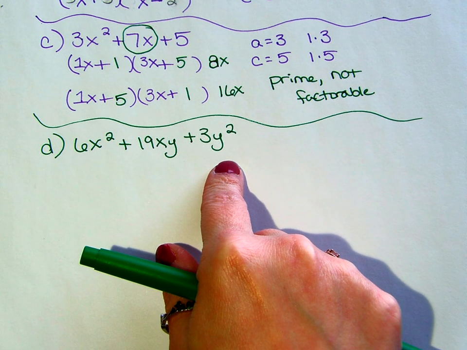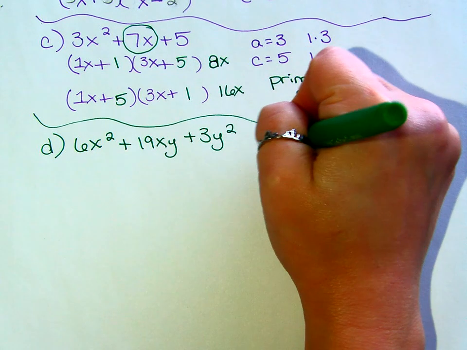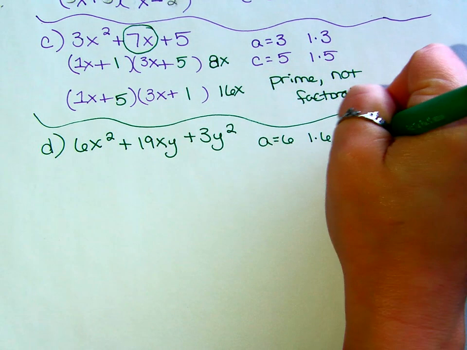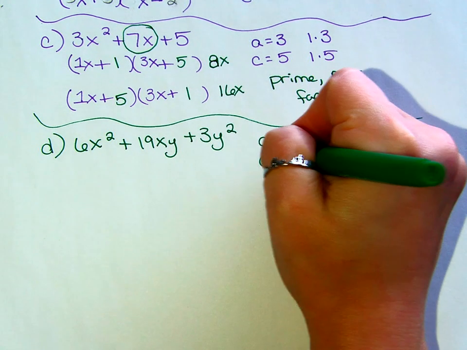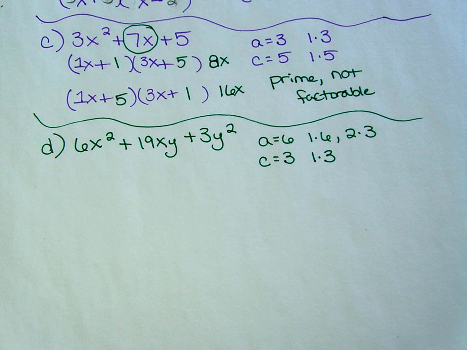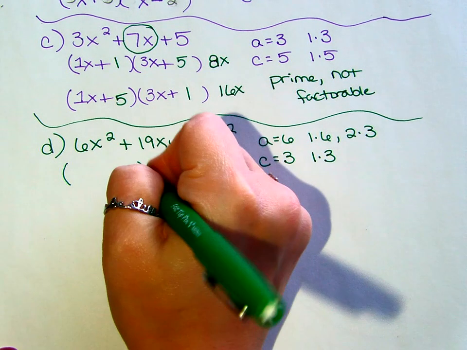So we still approach it the same way. My a in this case is 6. So I have 1 times 6 and 2 times 3. My c in this case is 3. So I have 1 times 3. Still break it up the same way, still approach it the same way. Both of my signs are positive, so inside of my binomials are going to be positive. Makes our life nice.